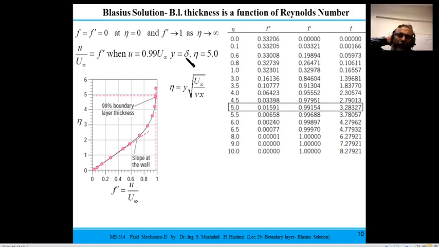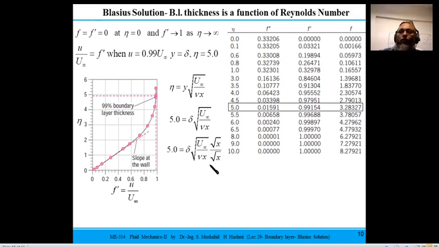So as you see, eta is our similarity variable, which is some function of y over delta, and this thing is sort of a delta. What I have done is I have just used the Blasius solution and substituted y equal to delta, and corresponding to y equal to delta, when your first derivative approaches towards unity or 0.99, then your eta comes out to be 5.0. So instead of eta, I have just substituted 5.0.